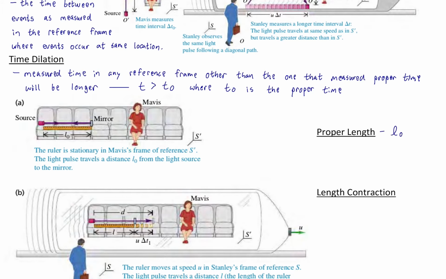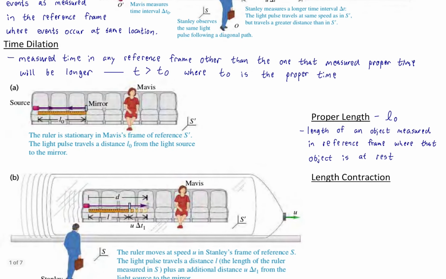All right, but then on to proper length, represented as L naught, so notice the consistency of subscripts, that subscript 0 is always the proper whatever, length or time, okay? All right, so carrying on, we're then going to say, going on to length contraction, so let me start over. It's the length of an object measured in a reference frame where that object is at rest, okay?